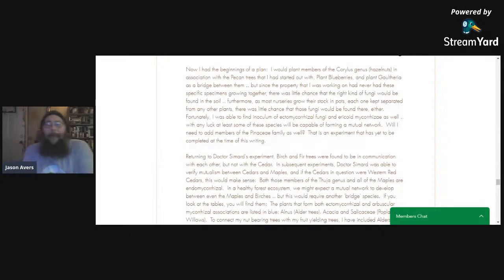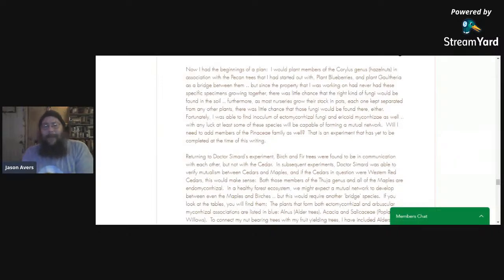Okay, now I have the beginnings of the plan. Here's the plan. I plant members of the Corylus genus, which is hazelnuts, in association with the pecan trees that I had started out with. Then I plant blueberries and wintergreen as a bridge between them. But since the property I'm working on had never had these specific specimens growing together, there's not much chance that the right kind of fungi would already be found in the soil. Furthermore, as most nurseries are now growing their stock in pots, each one kept separated from any of the other plants, there's little chance that those fungi would be found in there either. There might be, but they wouldn't have formed an association with anything.